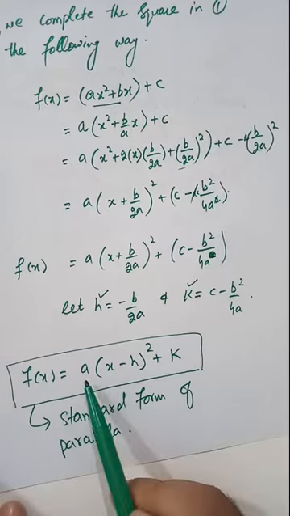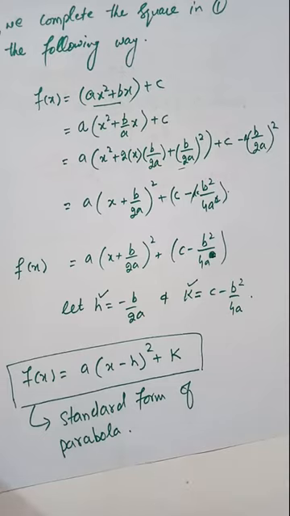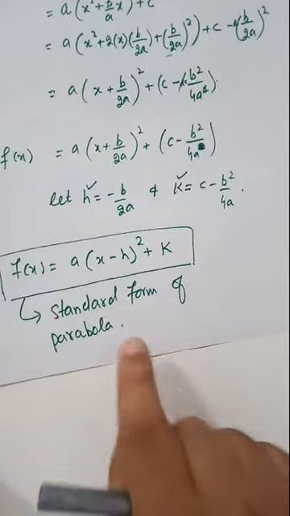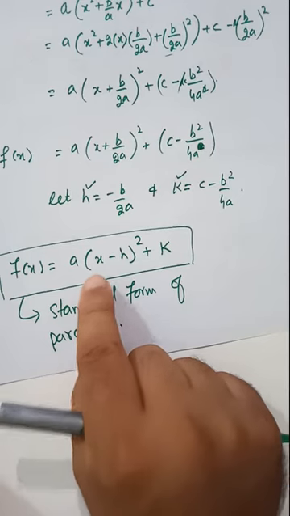And from this a you will know whether the branches of the parabola will open upward or downward. If a is greater than 0, the branches will open upward, and if a is less than 0, the branches will open downward. So this is the standard form of the parabola.